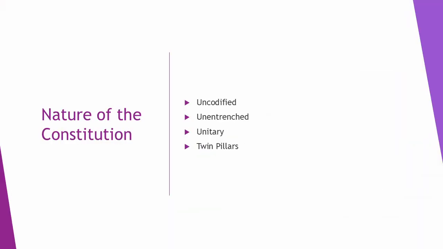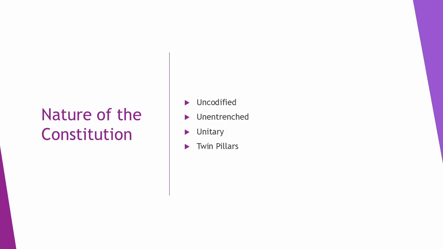The UK Constitution is uncodified, unentrenched, and unitary, meaning it is not written in a single document, can be changed easily, and central government holds supreme authority. A codified constitution is a single, authoritative document that outlines the fundamental laws of a country, whereas an uncodified constitution is based on multiple sources such as statutes, conventions, and common law.